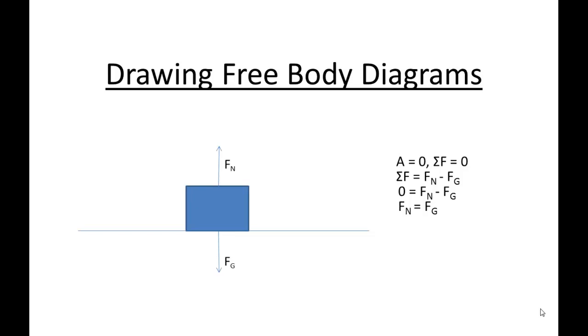Basically, as from the equations on the right, you can see that at the end of the day, the sum of forces equals force of normal minus force of gravity, and then the sum of the forces is zero, so the force of normal equals the force of gravity.